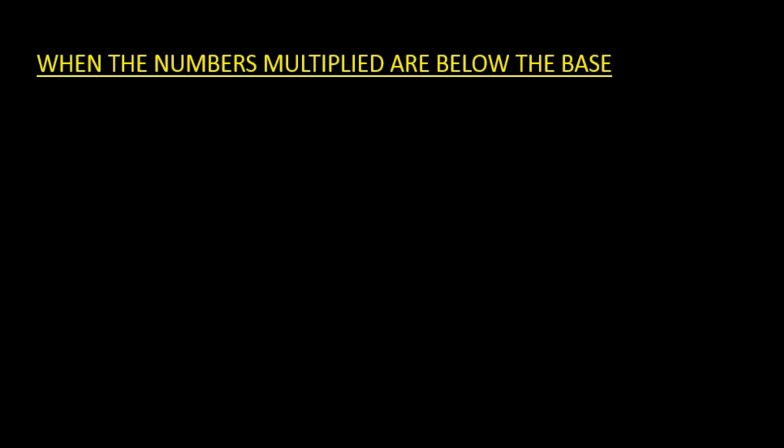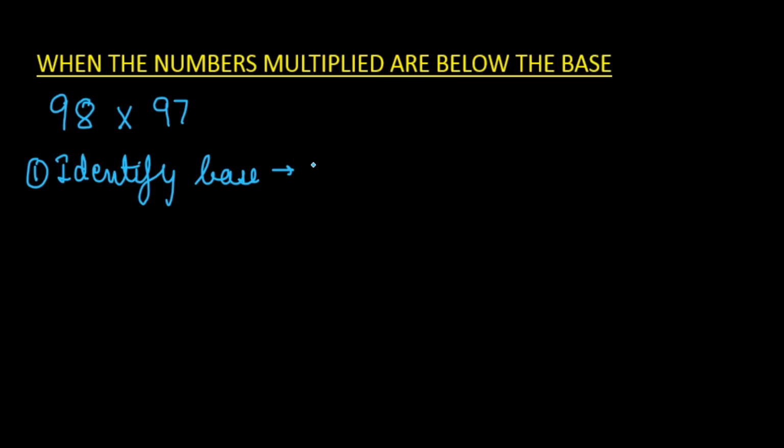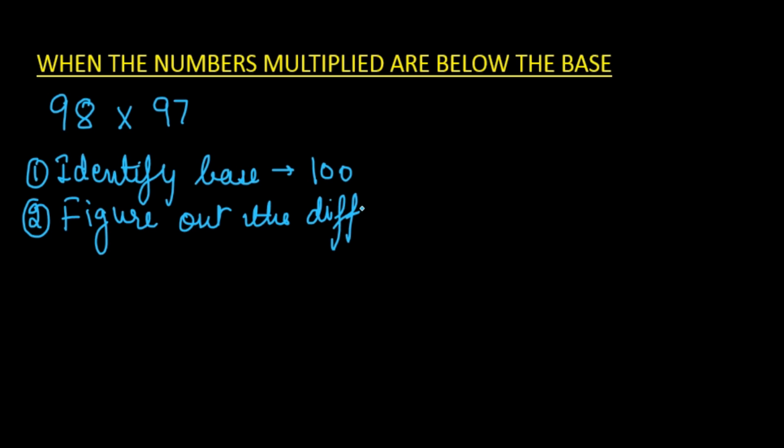You have to perform the multiplication of two numbers when they are below the base. So let us take some easy numbers first. Say we have to multiply 98 with 97. Correct? So first thing is to identify the base. The base which we see here is 10 to the power 2, which is 100. The second thing is to figure out the differences of the two numbers from the base.